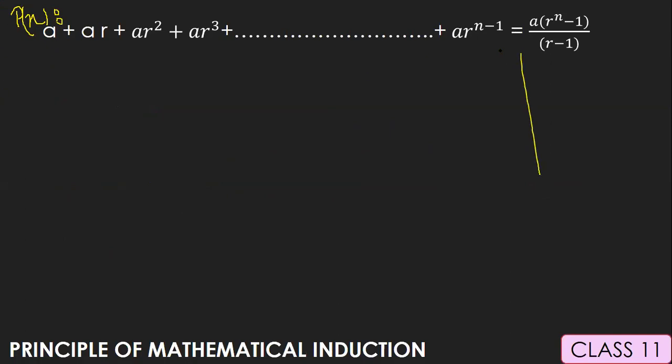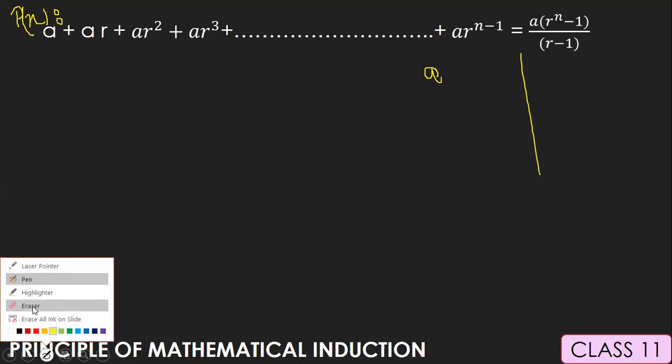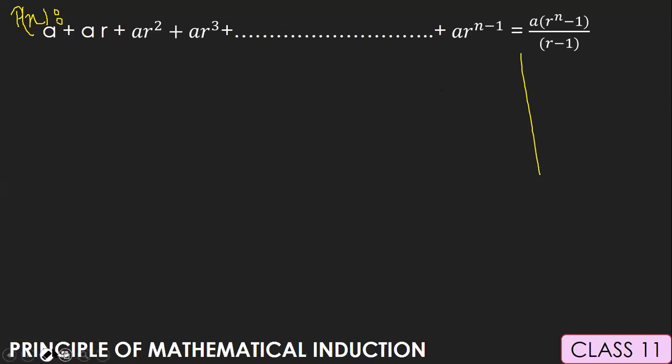So your LHS would be a r raised to power 1 minus 1. So that would be a r raised to power 0. Something raised to power 0 is always 1. So that would be a.